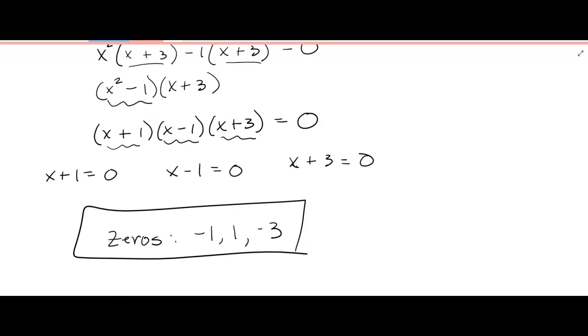Okay, so that's what we're looking at. We're taking a function and we're setting it equal to 0 to find what we call the zeros or the roots or the solutions of that equation.